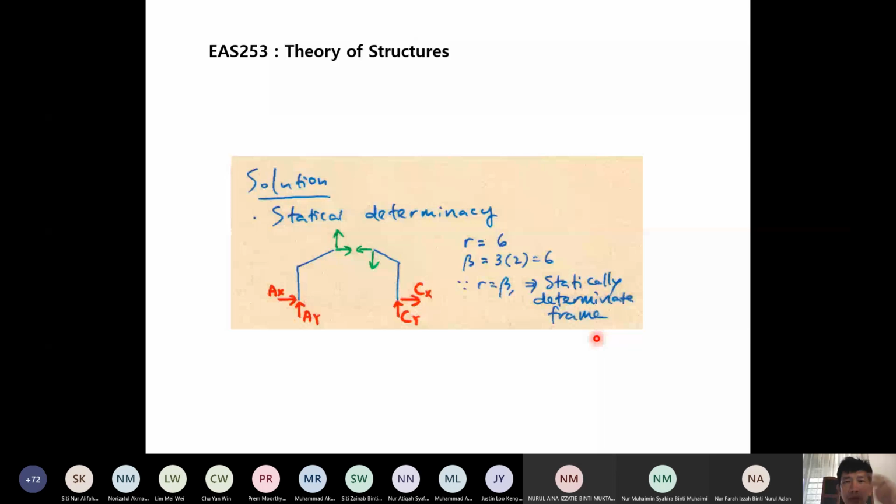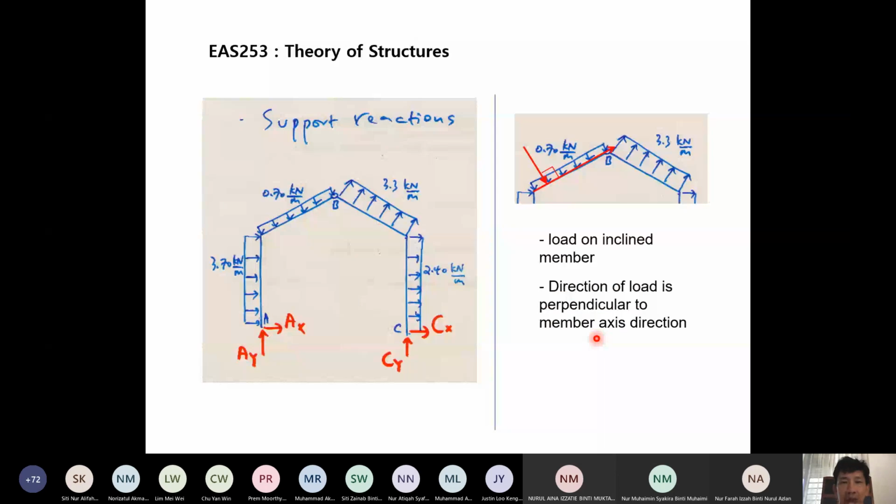So now let's go to a bit of explanation about the characteristic of the loading in this particular example. So this is load on inclined members. We have seen this just now in the second example. In the first session, the last example, you have an inclined member, and the loading acting is 90 degrees to that inclined member. And the intensity here is 0.7 and the other side is 3.3. The direction of load is inclined to the member axis direction. So this is a free body diagram.